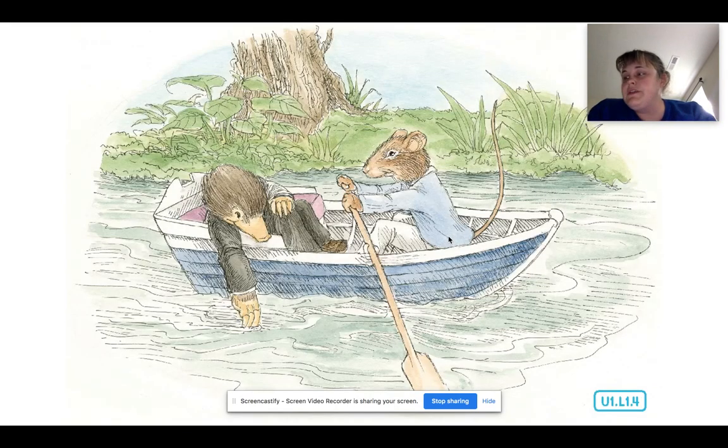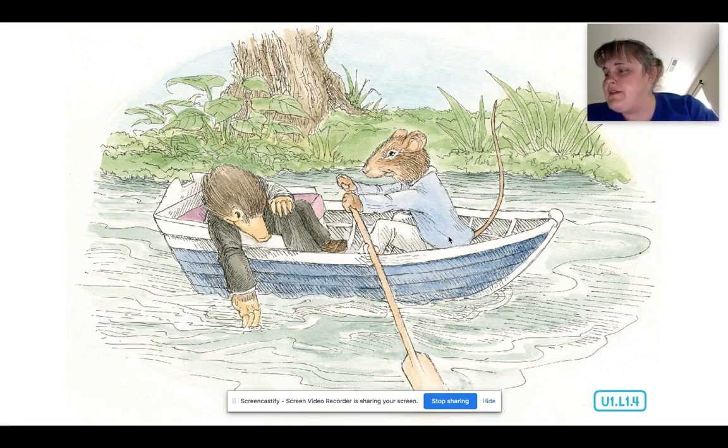The Mole waggled his toes from sheer happiness, spread his chest with a sigh of contentment, and leaned back blissfully into the soft cushions. "What a day I'm having," he said. "Let us start at once." So I think Mole's pretty happy about this trip on the boat with Rat.